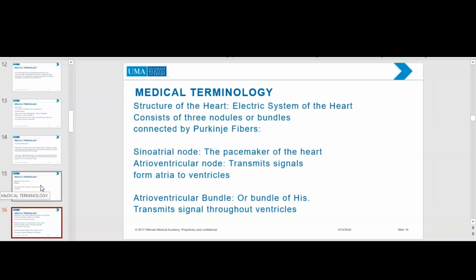Structure of the heart. The electric system of the heart consists of 3 nodes or bundles connected by Purkinje fibers. The sinoatrial node is the pacemaker of the heart. The atrioventricular node transmits signals to the atria and the ventricles. The atrioventricular bundles are the bundles of His, H-I-S, which transmit signals throughout the ventricles.